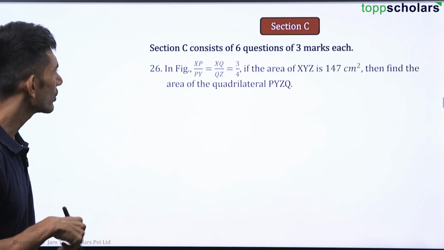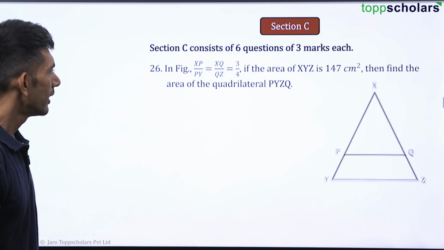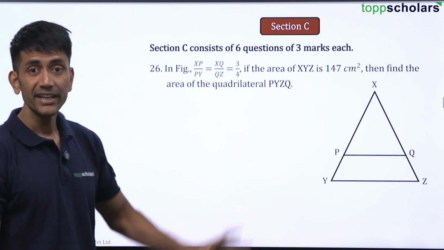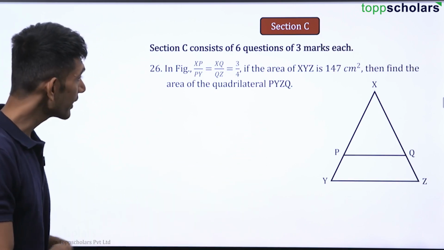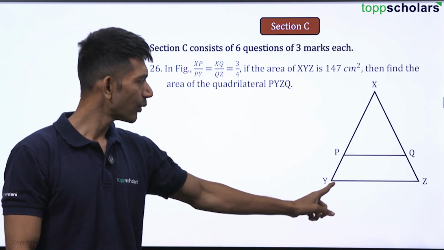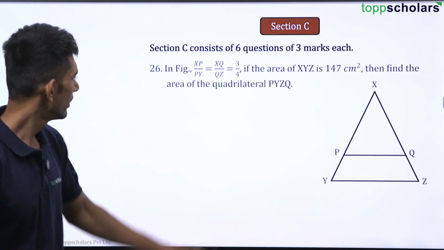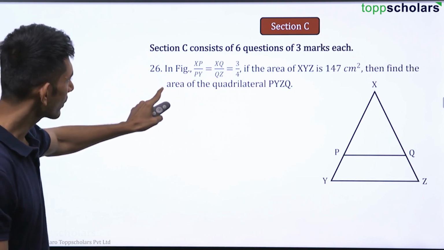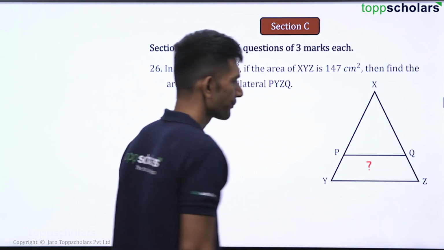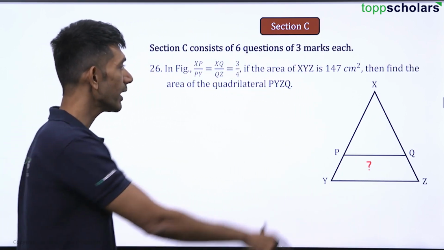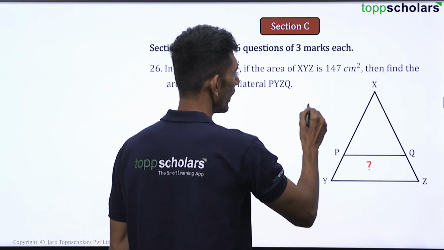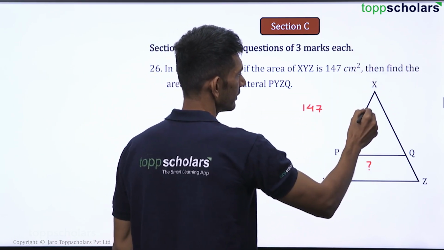Now we will move on to the second question, and it's an interesting question because, again, it is based on triangle similarity, but they're asking you the area of the quadrilateral, that is PYZQ. The question says find the area of the quadrilateral PYZQ, that is this. What is given? The area of the entire triangle, the whole triangle, is 147.